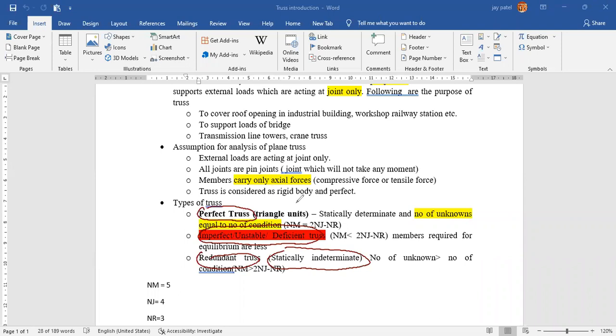Now, which kind of truss is known as a perfect truss? A perfect truss is a statically determinate one. In that case, the number of unknowns and the number of conditions remain the same. Such a truss is known as a perfect truss. So what is the condition for a truss? NM equals 2NJ minus NR, that is, m equals 2j minus r. Both are the same. I have just revised it: NM equals 2NJ minus NR.